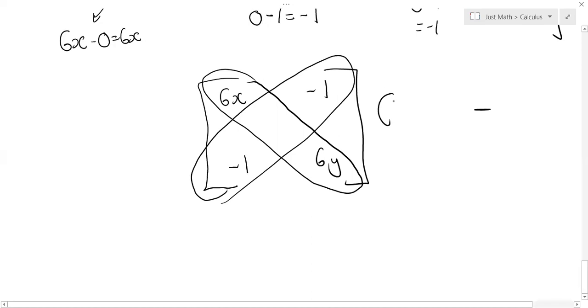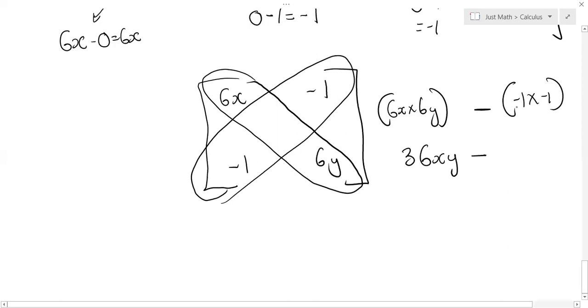So this is going to be 6x times 6y minus -1 times -1. What's 6x times 6y? That's going to be 36xy, minus what's -1 times -1? That's going to give you 1, so that's minus 1. What we have is 36xy minus 1. This is our determinant.